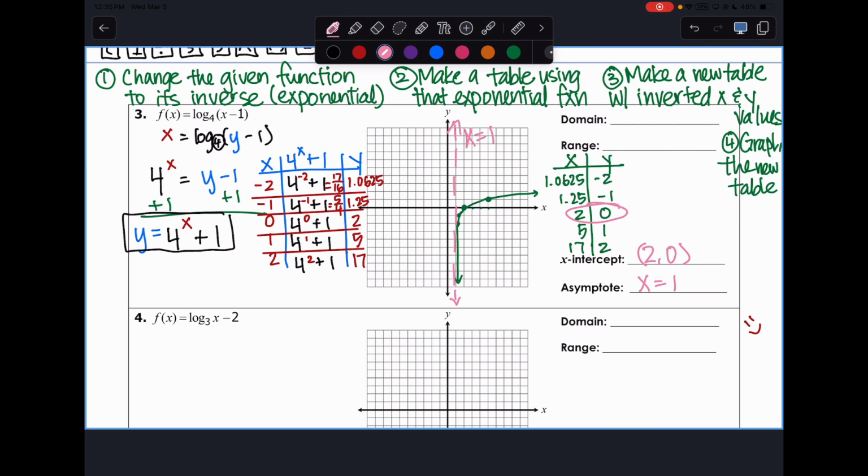Is it all real numbers for domain? So it should be starting at 1 to positive infinity. Does it include 1? Then what do I use as a bracket or parentheses? Parentheses. Okay? It's bracket if you hit 1. If you have a point on x equals 1, then you would use a bracket on 1. Okay? Range.